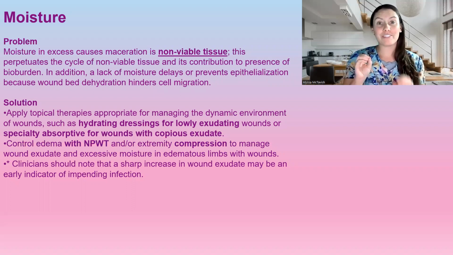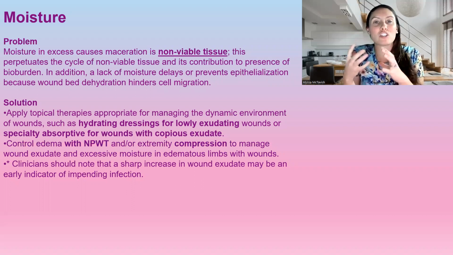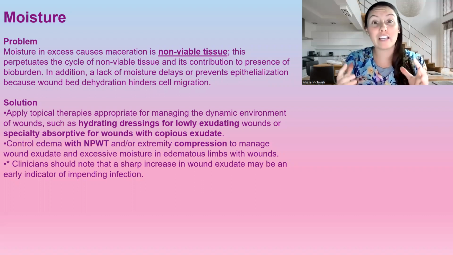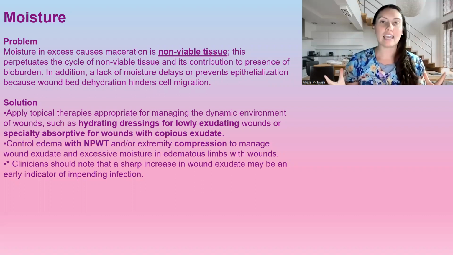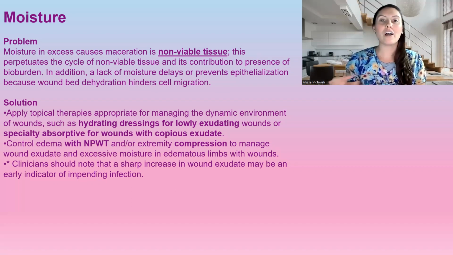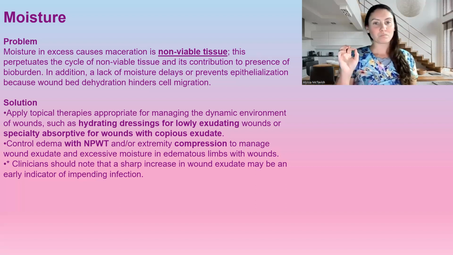Now, a lot of times we've seen this on our fingers after we've been swimming, okay? So our fingers get wrinkly and they get white. That's maceration. Now, what will that do to a wound? It will make it get larger. Okay, this is non-viable tissue maceration. So we want to prevent this from happening because we don't want that wound to get bigger. Okay, so what are we going to do?